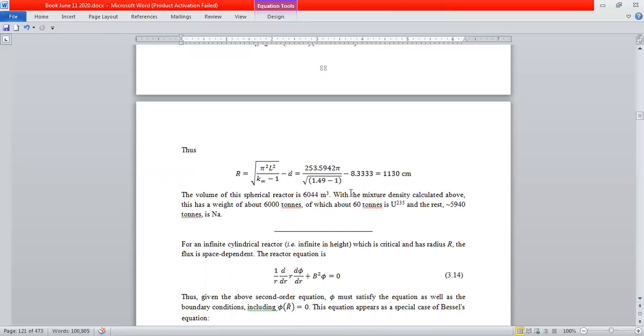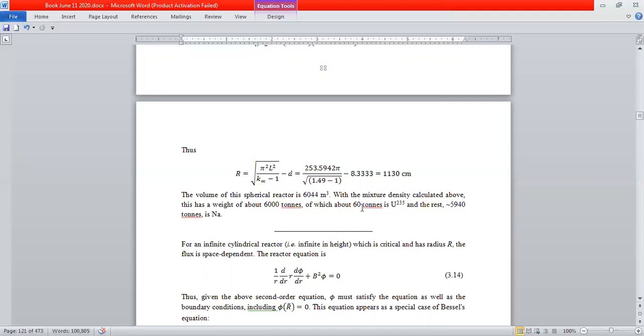With the mixture density calculated, how much material do I need? Oh my God, I need a weight of 6,000 tons, and about 100th of that, 60 tons, are going to be U235. And so where am I going to get 60 tons of U235? Well, that's not possible. So I'm not going to design it like this.